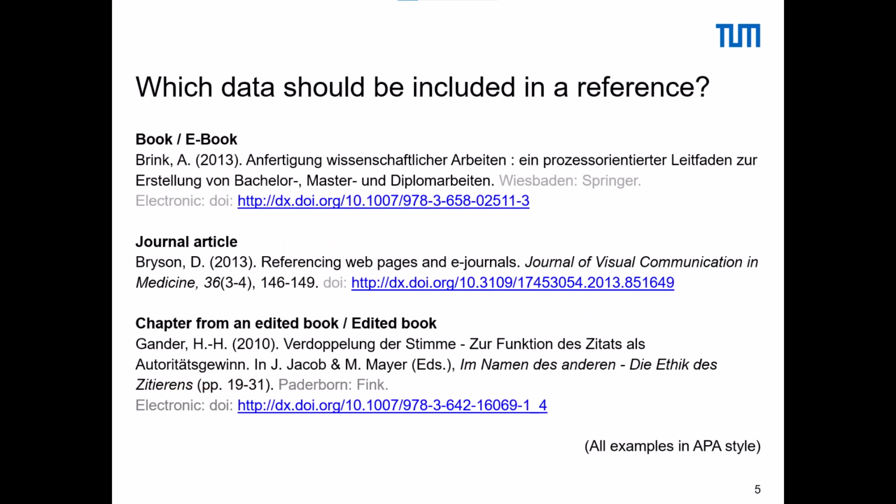So let's have a look at what kind of information we include in our reference lists. Here I have three different examples: a book, a journal article, and a chapter from an edited book. I would like you to have a look at these three examples and find out what kind of information you can find in all of them. You can also think about what information your reader needs to find this source. For this, I would like you to stop this video and have a look at these examples and think about what information your reader needs to find your reference.